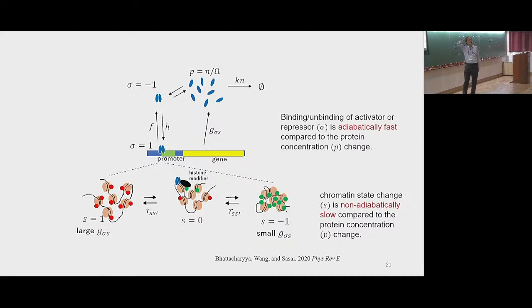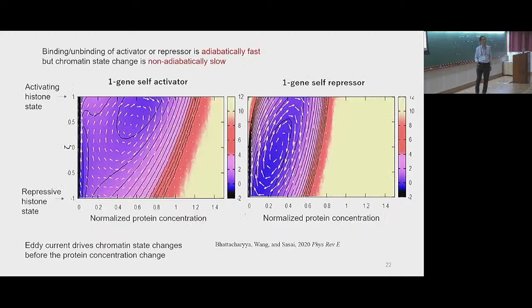a method to represent the DNA state change with continuous variables by adding extra new variables representing the chromatin state change. So we introduce here two additional variables. This axis is the protein concentration, and this axis is the histone state change. At the beginning, we assumed three discrete states, but we connected these three states with a continuous variable in the model.